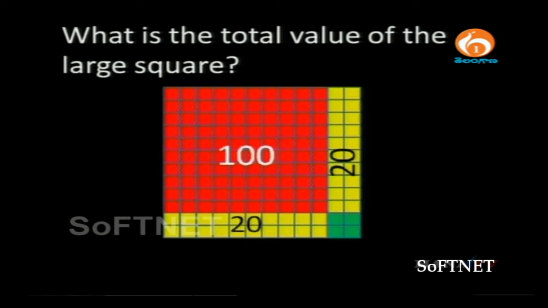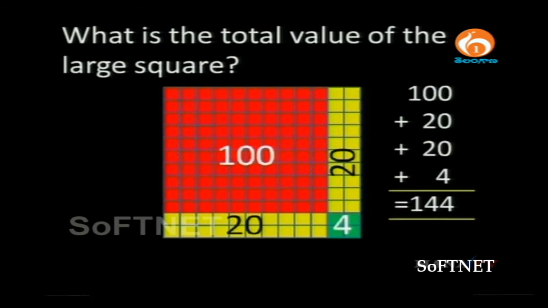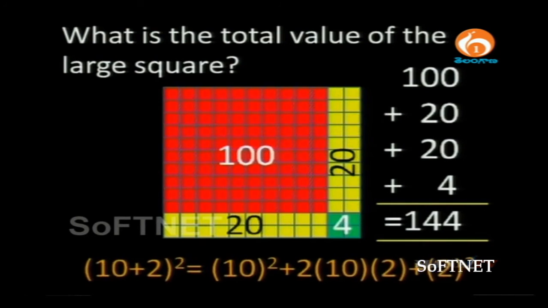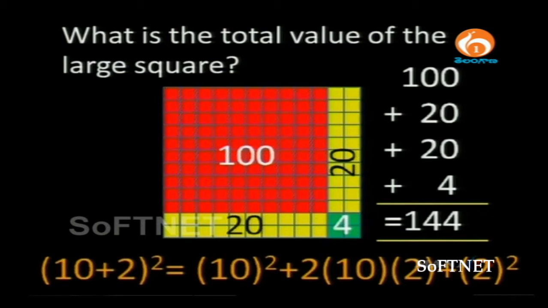Further, the small square which is green in color is of side 2 units and its area is 2 into 2, 4 square units. Even in the screen we can observe the number of small squares. In the red square we can observe 100, in the two yellow rectangles 20 plus 20 and green square 4. So total is 144 square units. So 12 into 12 is equal to 144. The same thing we write as 10 plus 2 whole square is equal to 10 square plus 2 into 10 into 2 plus 2 square.